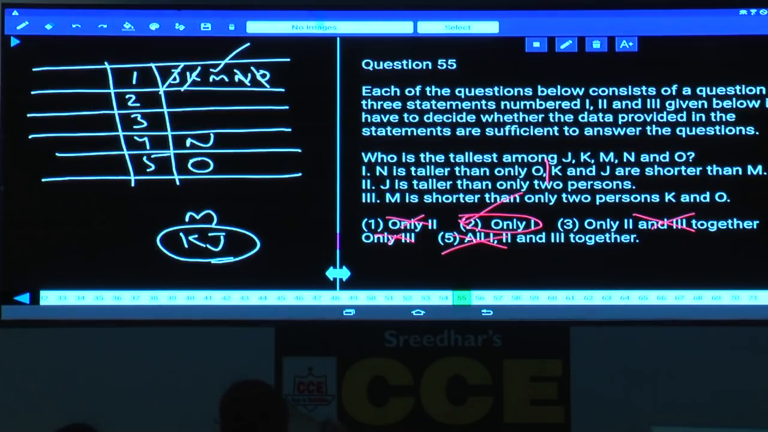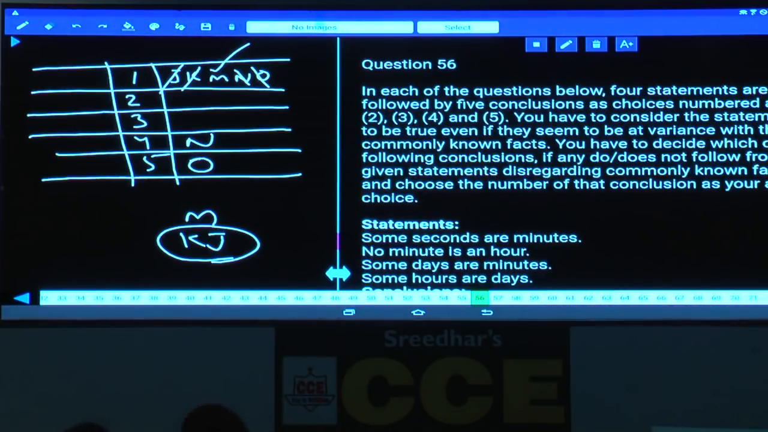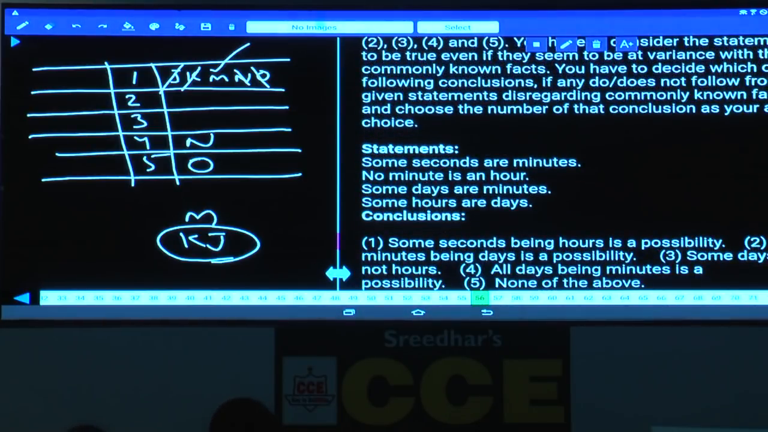Yes. Now question numbers 51 to 55. Yes, anything else? 56 to 60. Now question numbers 56 to 60, these questions are based on syllogisms, isn't it? And syllogisms are to decide which of the following conclusions definitely does not follow from the given statement. Does not follow, isn't it?